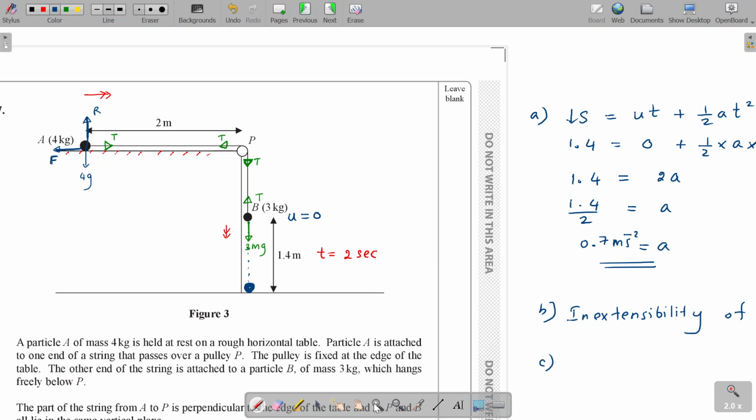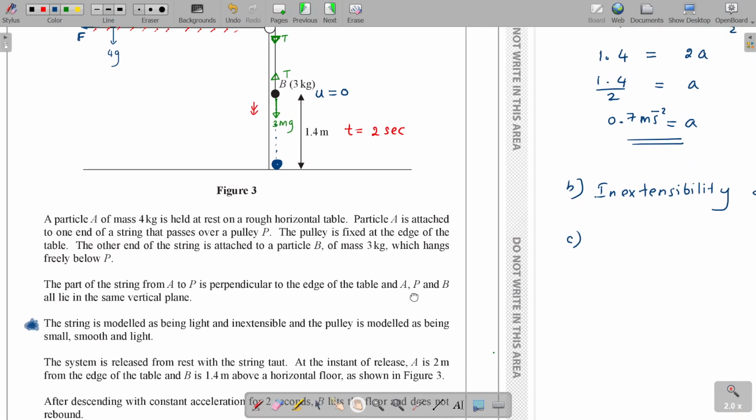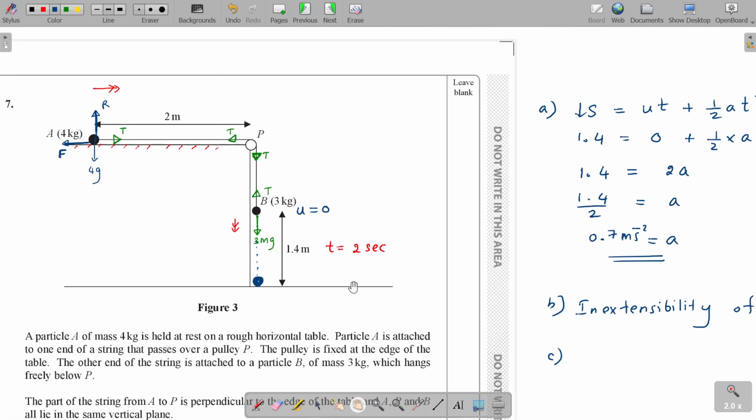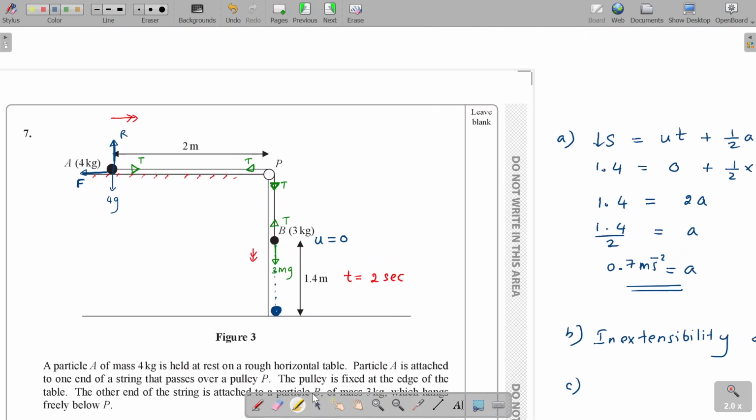Okay, so in part C, find the magnitude of the resultant force exerted on the pulley by the string. So what are the forces acting on the pulley? Let's consider the system of the pulley. So this is the pulley system. What are the forces acting on our pulley? The two tensions, right? One tension to the left and the other tension directly acting down. So the thing is, first we have to get this tension value. How can I get the tension value?